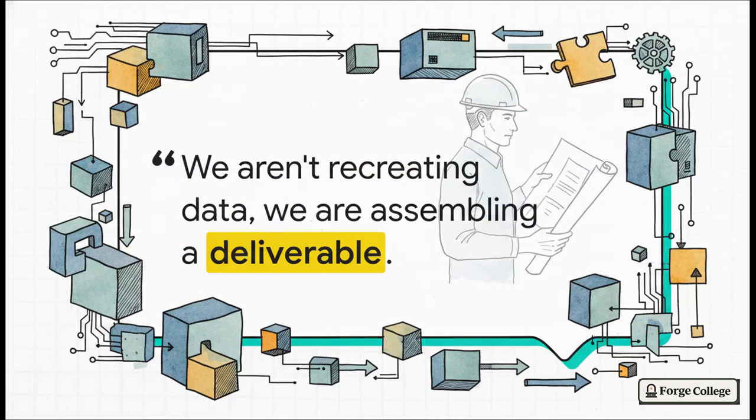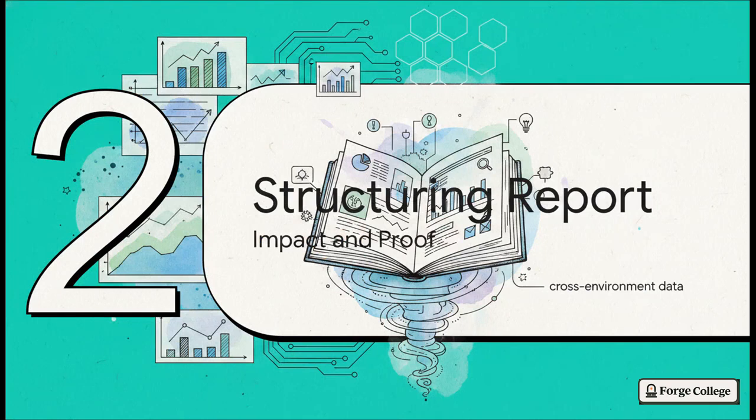I love this mindset right here. We aren't recreating data, we're just assembling a deliverable. It perfectly illustrates our whole approach for this explainer. We are literally just snapping pre-validated components together. You've already done the heavy lifting, right? Now you get to play master architect. You're taking those incredibly expensive modular Legos you built and snapping them into a cohesive structure. Moving on to section 2, structuring the report for maximum impact and rock-solid proof.